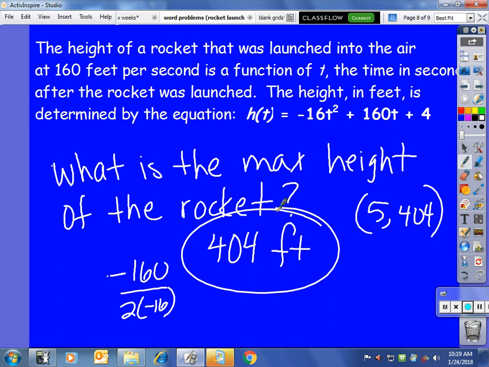I do want you to get in the habit of putting units here. I wouldn't be as mad if you put 404 with no feet. No, I wouldn't be wrong, but I'd probably take off a point for units or something.